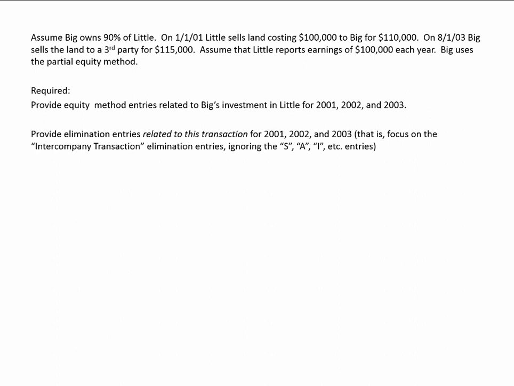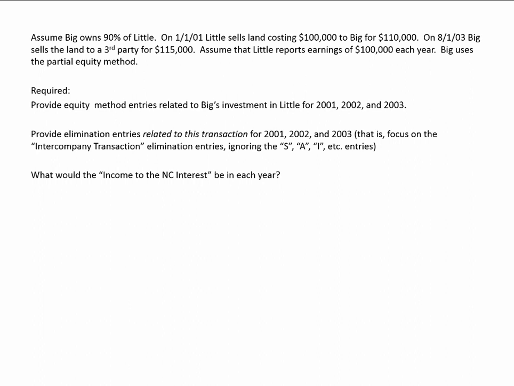And again, one of the advantages of using this sort of modular approach to the elimination entries is that we already know how to do the S and the A and the I and the D entries, so we're just going to go ahead and focus on the new aspect, these additional elimination entries from the intercompany transaction.